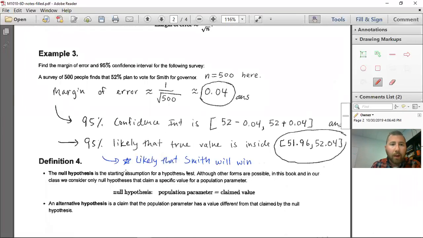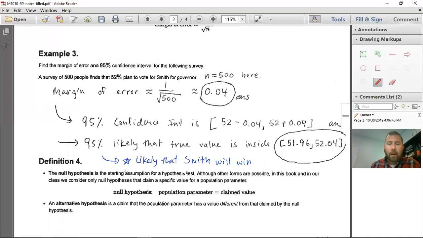Example 3: find the margin of error and 95% confidence interval in the following survey. By the way, you'll want to do it in that order. We need the margin first, and then we'll make the confidence interval. A survey of 500 people finds that 52% plan to vote for Smith for governor. The approximate margin of error is 1 divided by the square root of 500, and if you do that in your calculator, you'll get about 0.04.